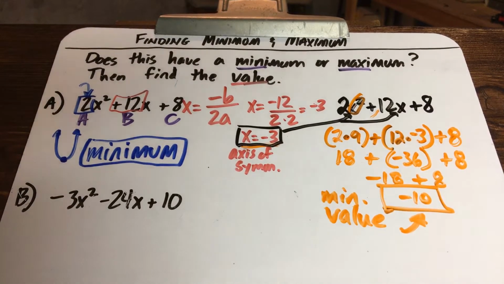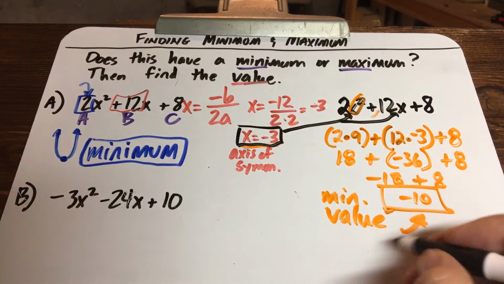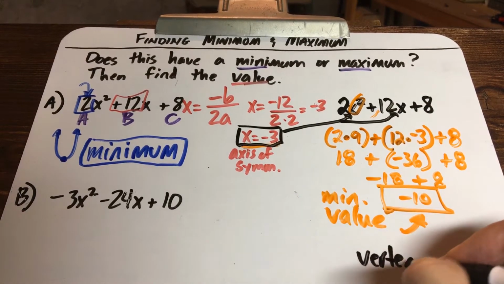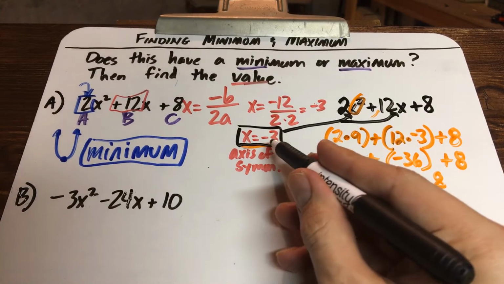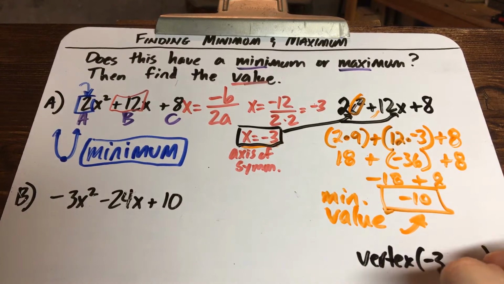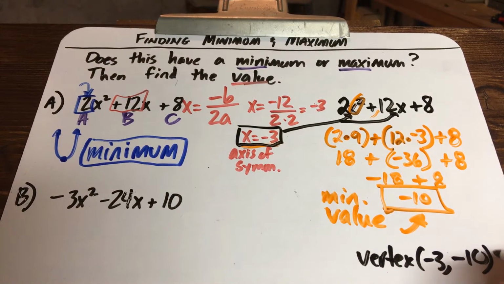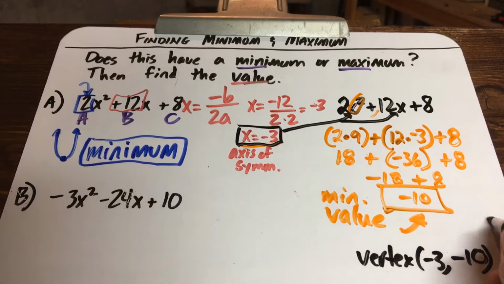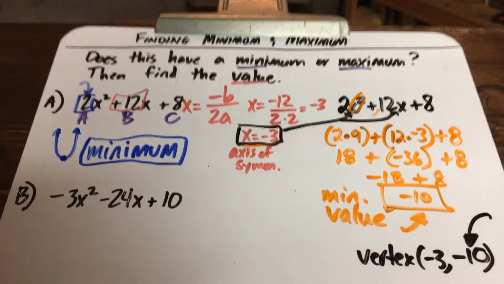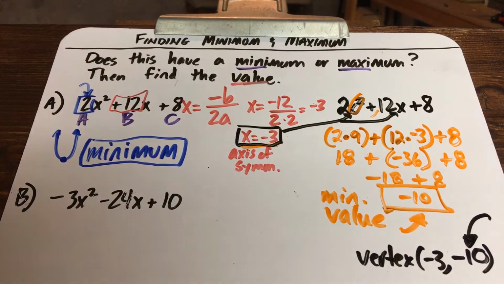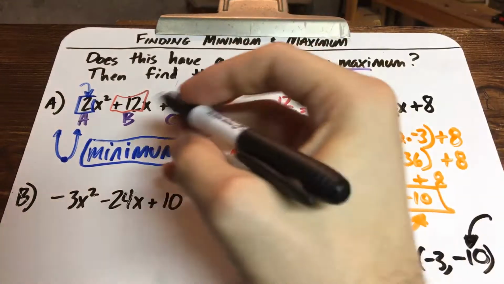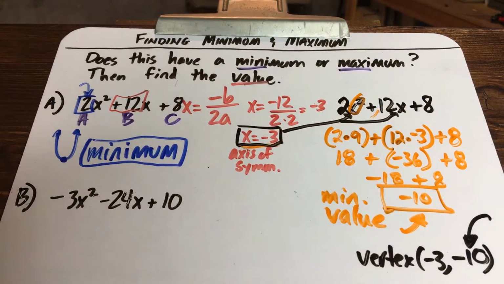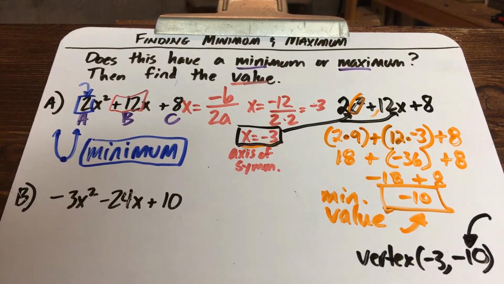Remember how we wrote it yesterday? Yesterday we combined it and we said the vertex, if we wanted to be really cool, we could say the vertex is negative 3, negative 10. So really the minimum is just this part of your answer from yesterday, right? The minimum, negative 10, that's the lowest point that this graph reached, 10 places below the origin.